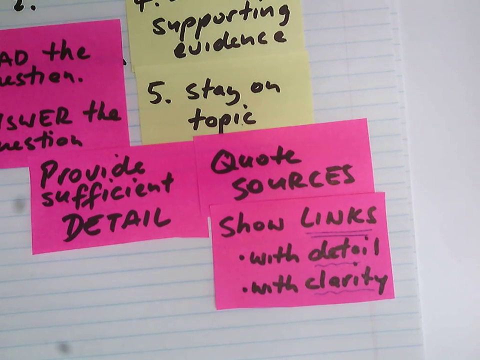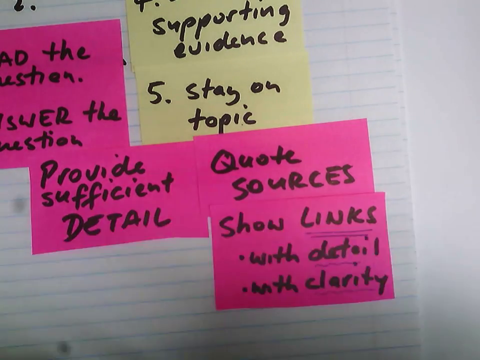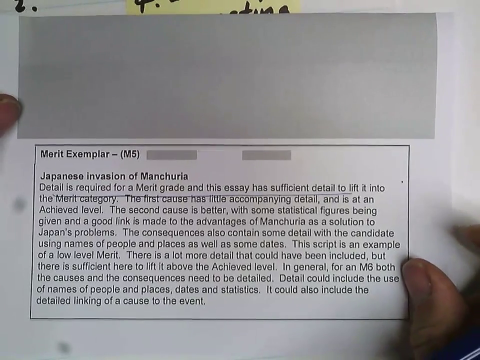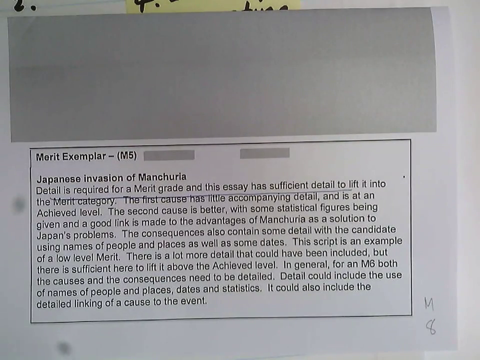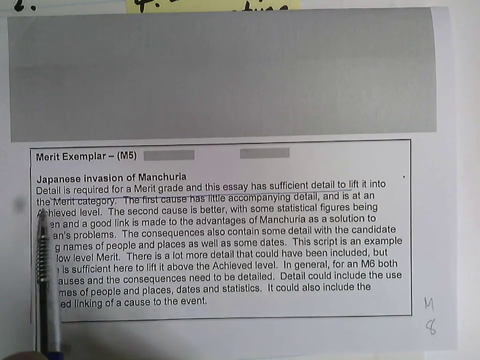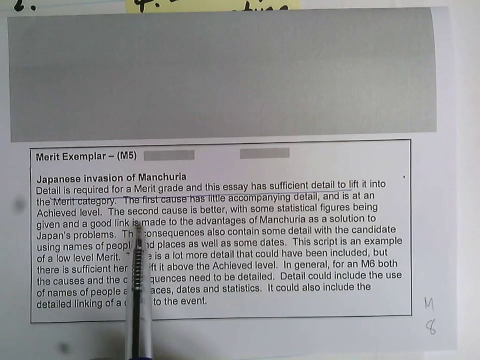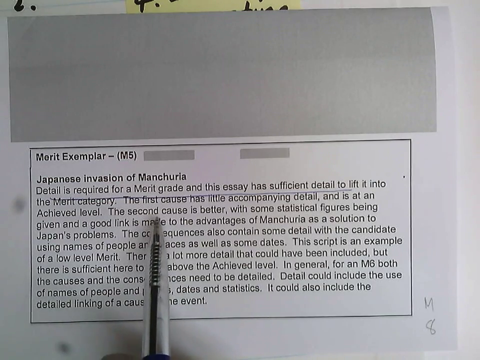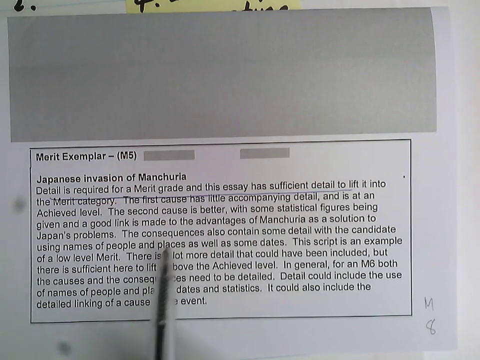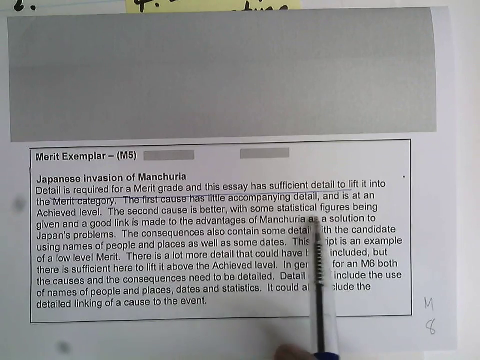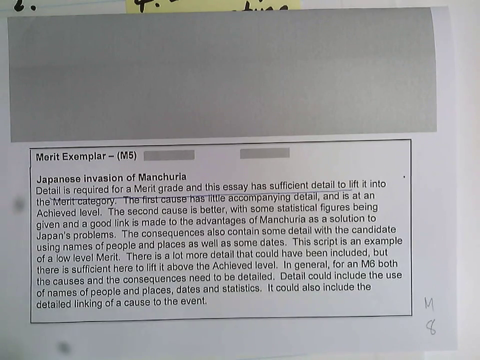Now, just as a point of specific reference to this example, these are the comments from the markers. Details required for a merit grade, and in the particular example they're saying the first cause has little accompanying detail. Some statistical figures given provides detail for the second cause. There is a lot more detail that could have been included.